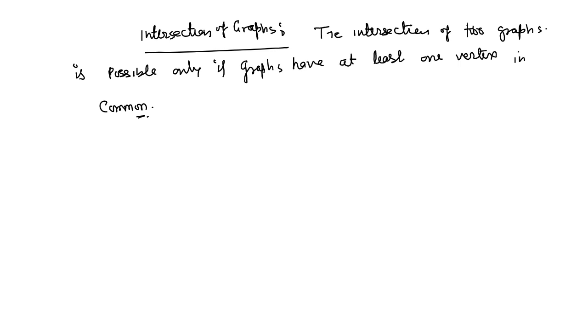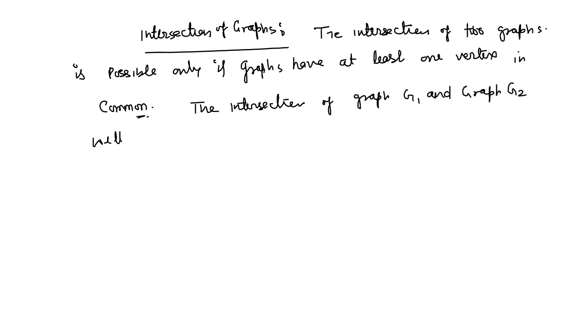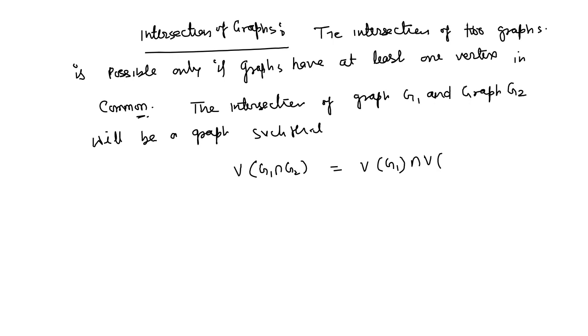So the intersection of graph G1 and graph G2 will also be a graph, such that the vertex of G1 intersection G2 is equal to vertex of G1 intersection vertex of G2, and edges of G1 intersection G2 is equal to edges of G1 intersection edges of G2.